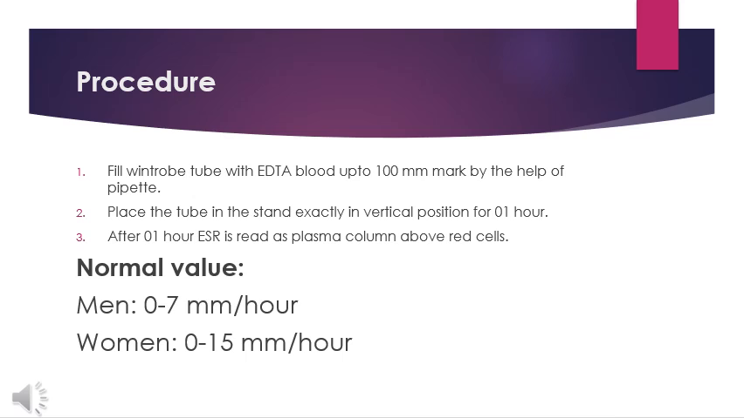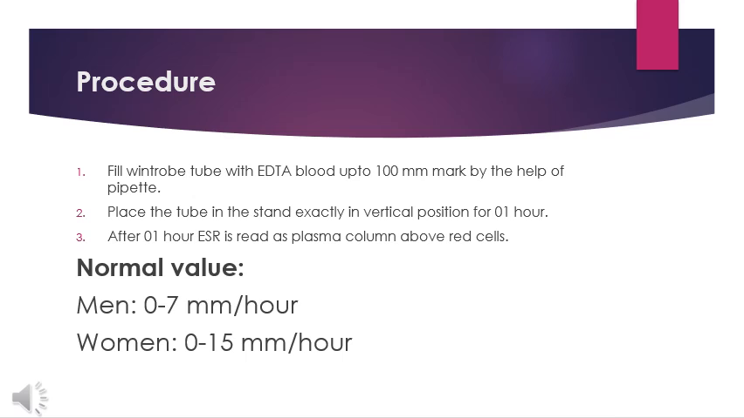To perform the test, we will fill the Westergren tube with EDTA blood up to the 100 millimeter mark, the blood that is mixed with the EDTA anticoagulant, and with the help of the pipette or the tube suckers, place the tube in the stand exactly in a vertical position. Vertical position is very important because if the position is not proper, then the results will be affected. After 1 hour, the ESR reading can be taken from the tube, and the normal values for this method are different from the previous one.